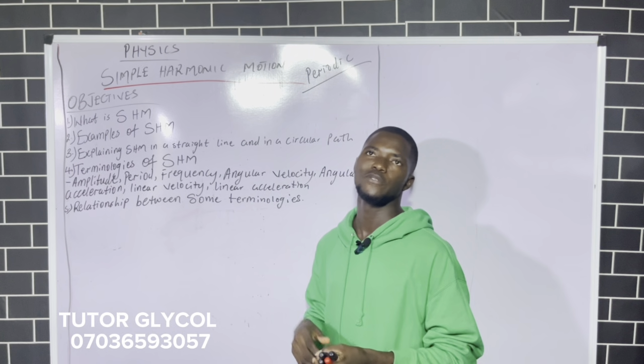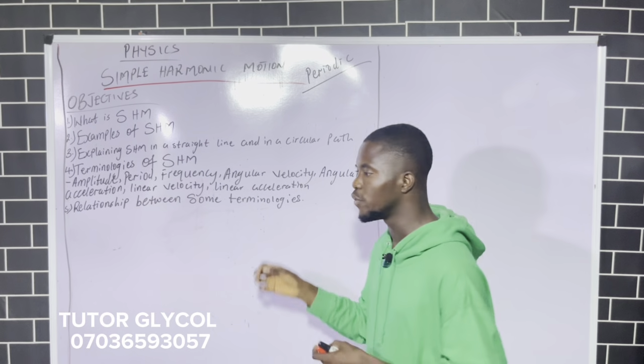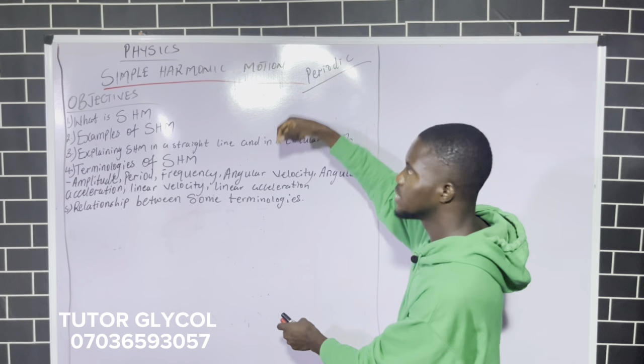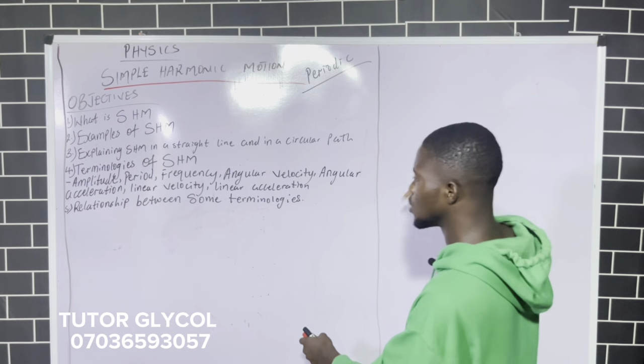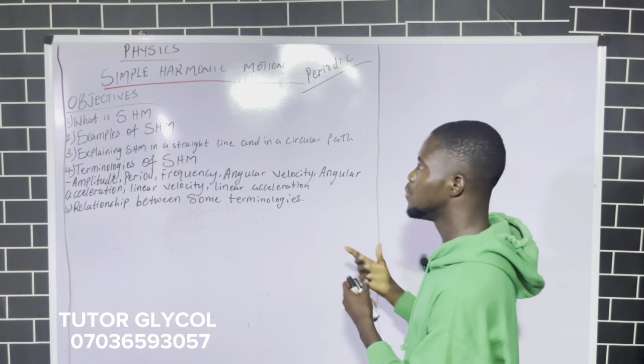You will always see a very common one, which is a simple pendulum. If you take a bulb, tie it with a thread and hang it somewhere, then you release it to go to and fro, that's actually a periodic motion.